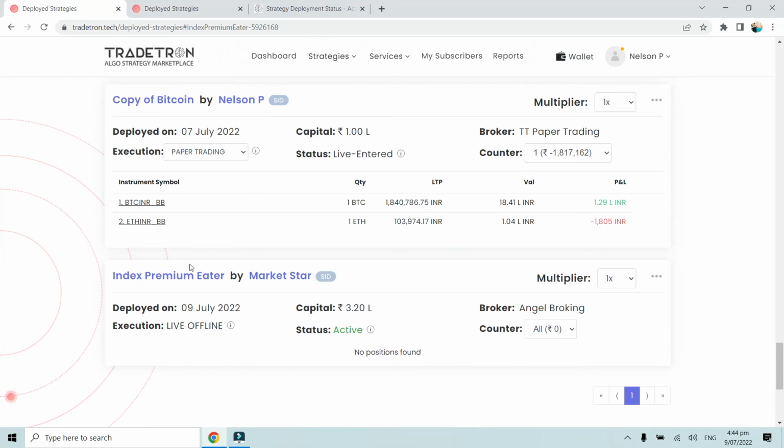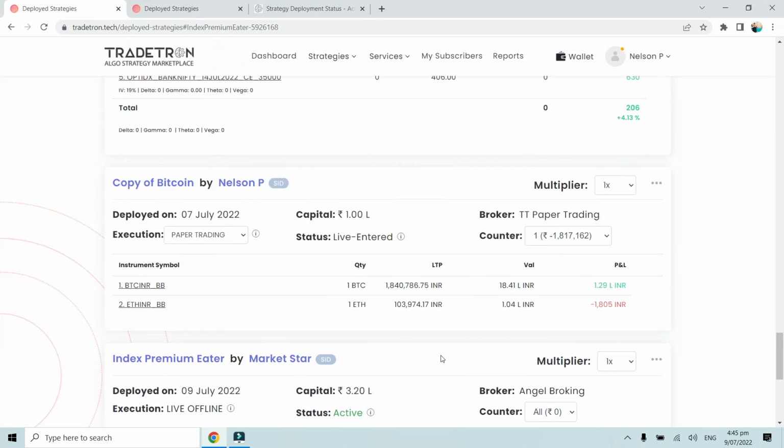All right. So for example, this is the strategy. This is basically the cryptocurrency strategy that I have created. This is basically the index premium meter that we deployed right now. And over here, you will find that on 9th of July, it was deployed. That is today. This is basically live offline deployment, that is, I'm not currently trading in live mode. Next is capital deployed. How much is the capital required? What is the status? And what is the broker in which I have deployed this strategy? All right, and what is the multiplier?